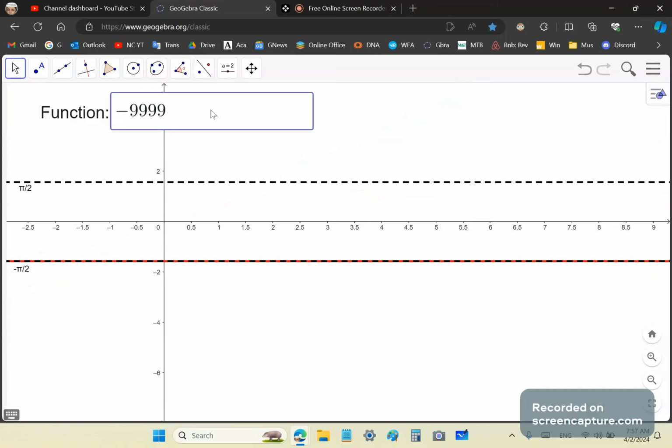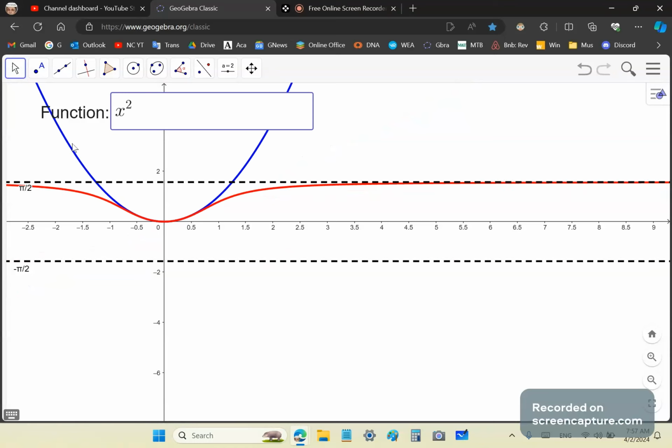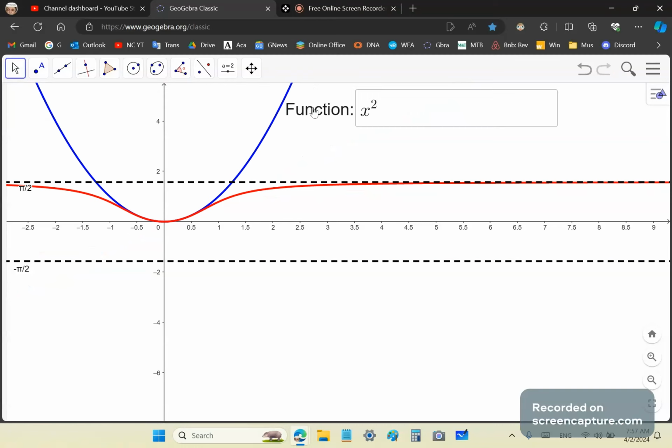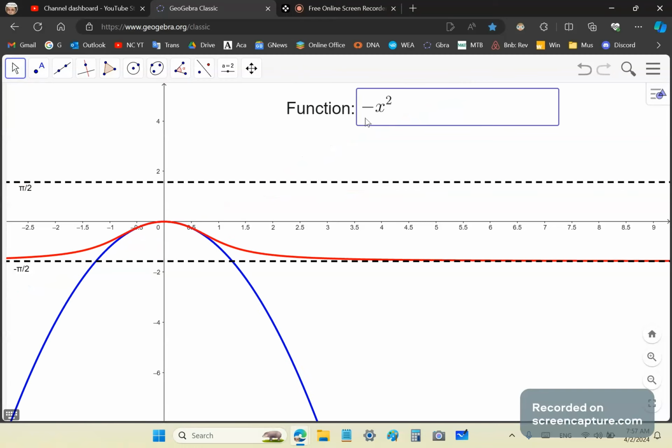All right, so now what about simple curves like x squared? This blue curve shows you the ordinary x squared, but it turns out that we can give it a range between 0 and pi over 2, okay? This is x squared. Similarly, we can give it a range between 0 and minus pi over 2. They're two different functions, but you can see the entire function within this window.